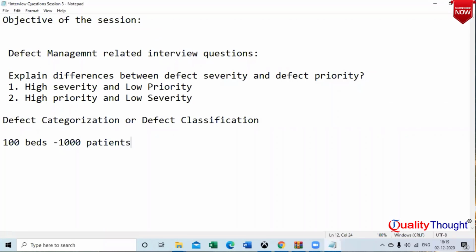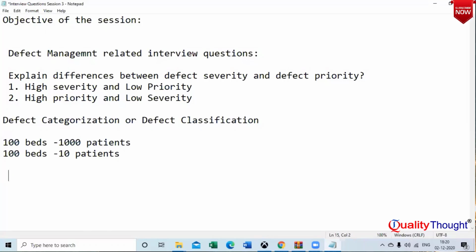For example, if you are working in an environment with 100 beds and 10 patients, then categorization may not really be required. Categorization may not have real meaning there. So what I'm trying to tell here is that we are categorizing defects.